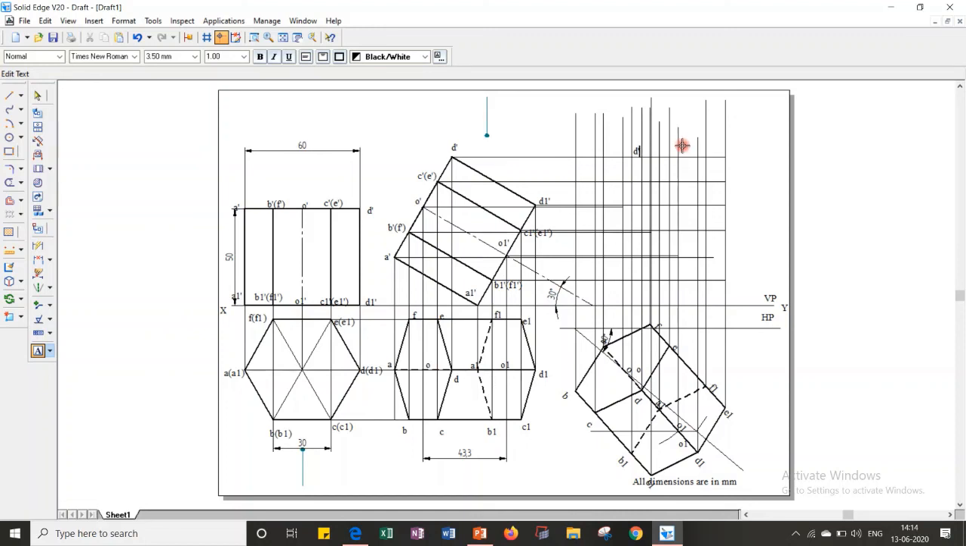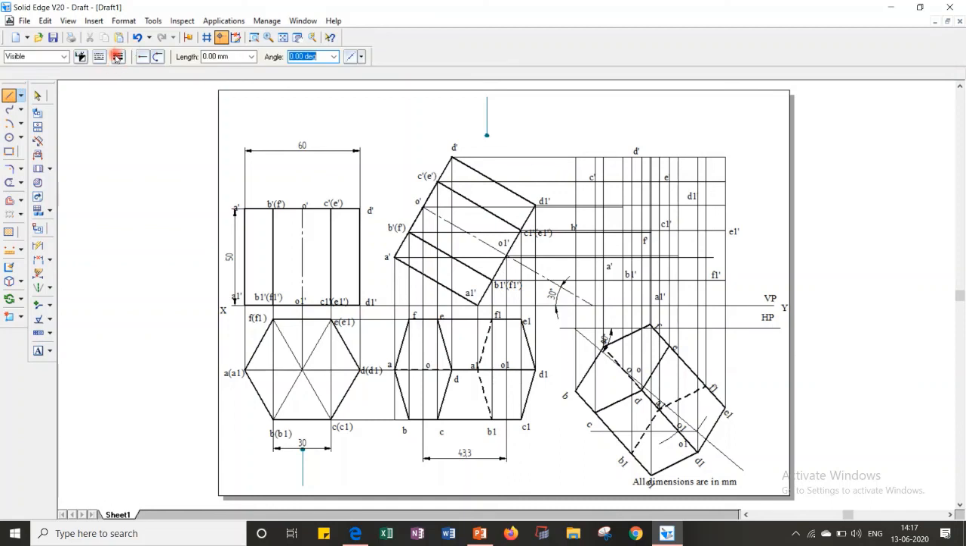You will have altogether 6 top corners, 6 bottom corners, and O and O1. You will have altogether 14 points. So all 14 points you have to locate here. I have located all the points here. After locating all the points, first concentrate only on the outermost points and connect using a continuous line.